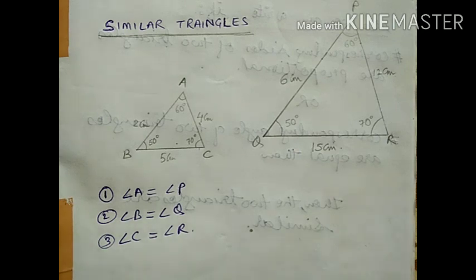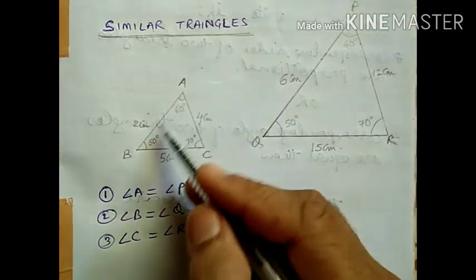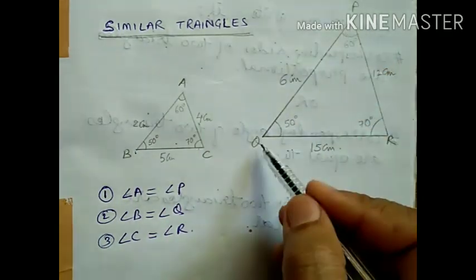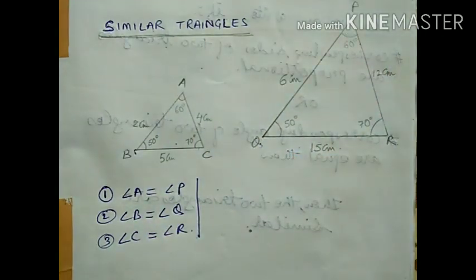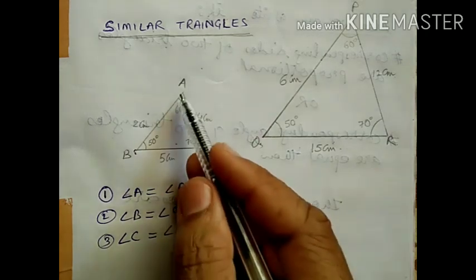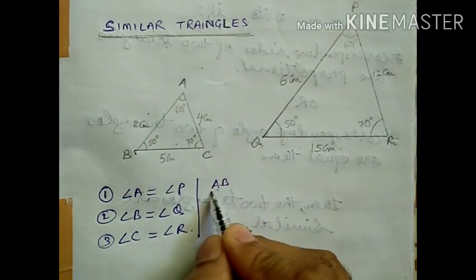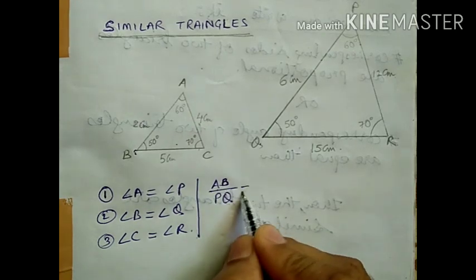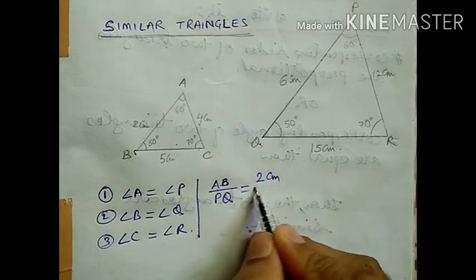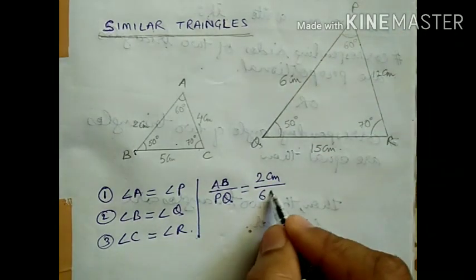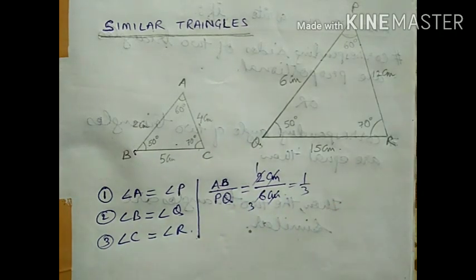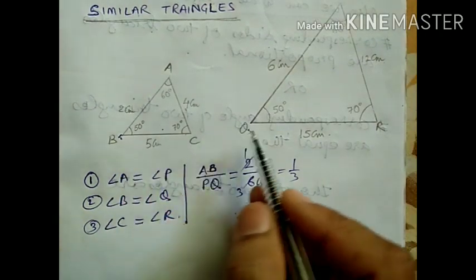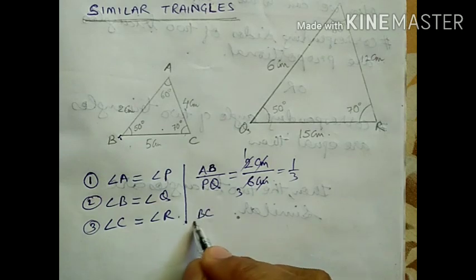Let me tell you. First, before that, let me tell you about the sides. Now, sides. As you can see here, the side AB is 2 centimeter. Here the side PQ is 6 centimeter. Those are the first two sides. So let us divide that: AB by PQ. What is the value of AB? 2 centimeter. What is the value of PQ? It is 6 centimeter. And if you cancel these two numbers, how much it comes? 1 by 3. In the same way, the other sides we will take: BC and QR. So BC divided by QR.